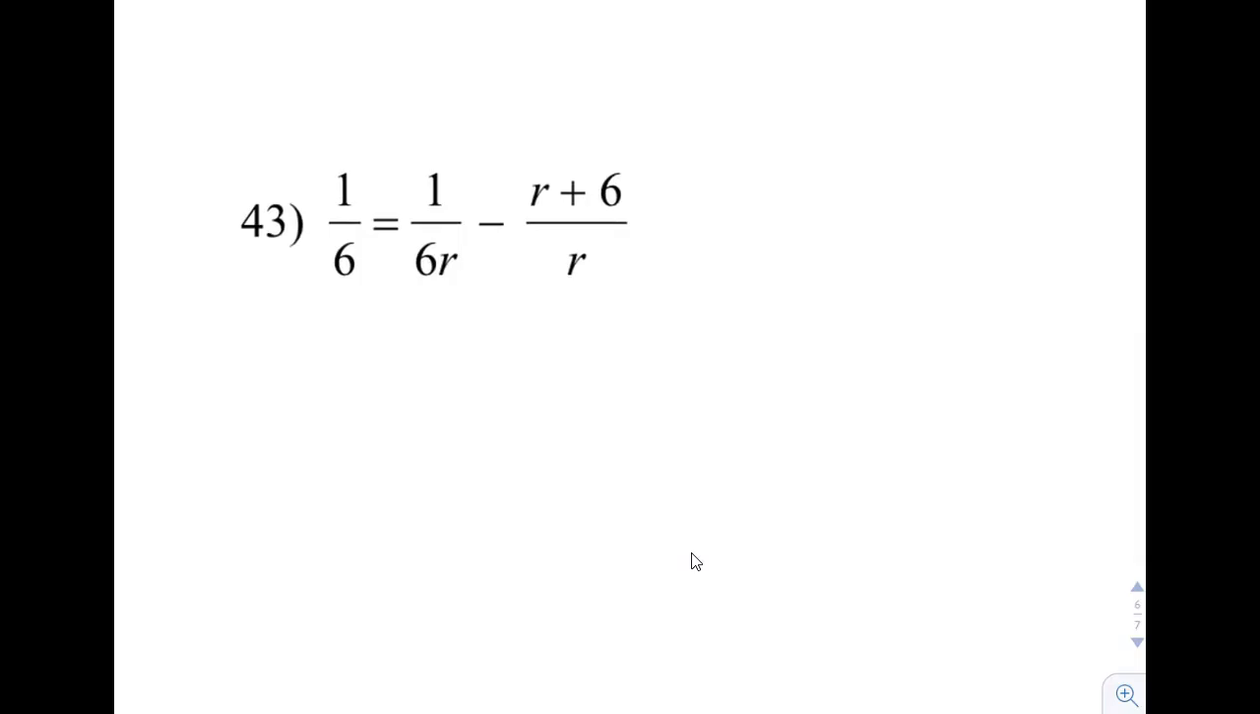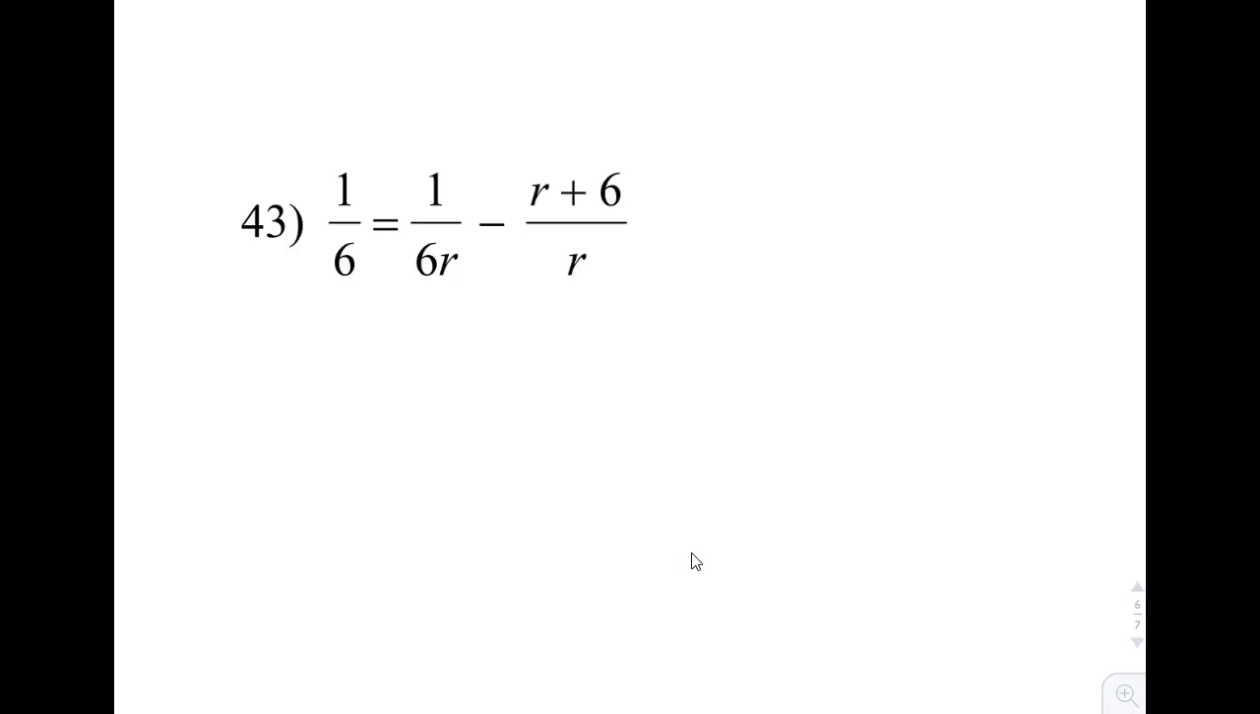Let's try this example, number 43 here. We need to always start by getting a common denominator. And the reason we get common denominators is then we can essentially make our denominators go away using the multiplication of both sides like we did above.